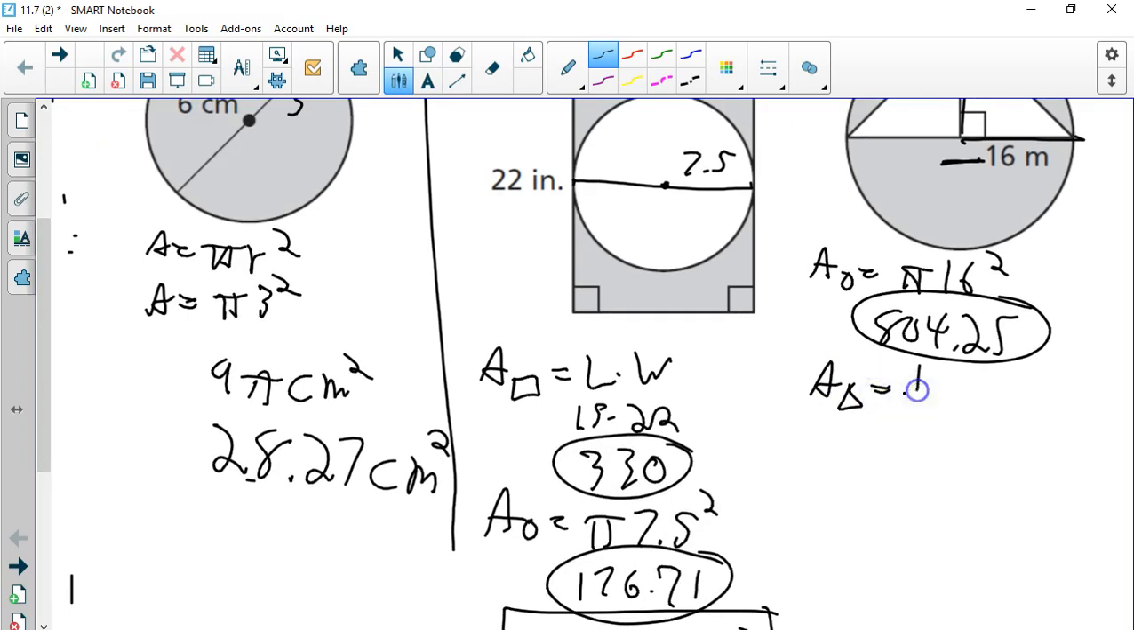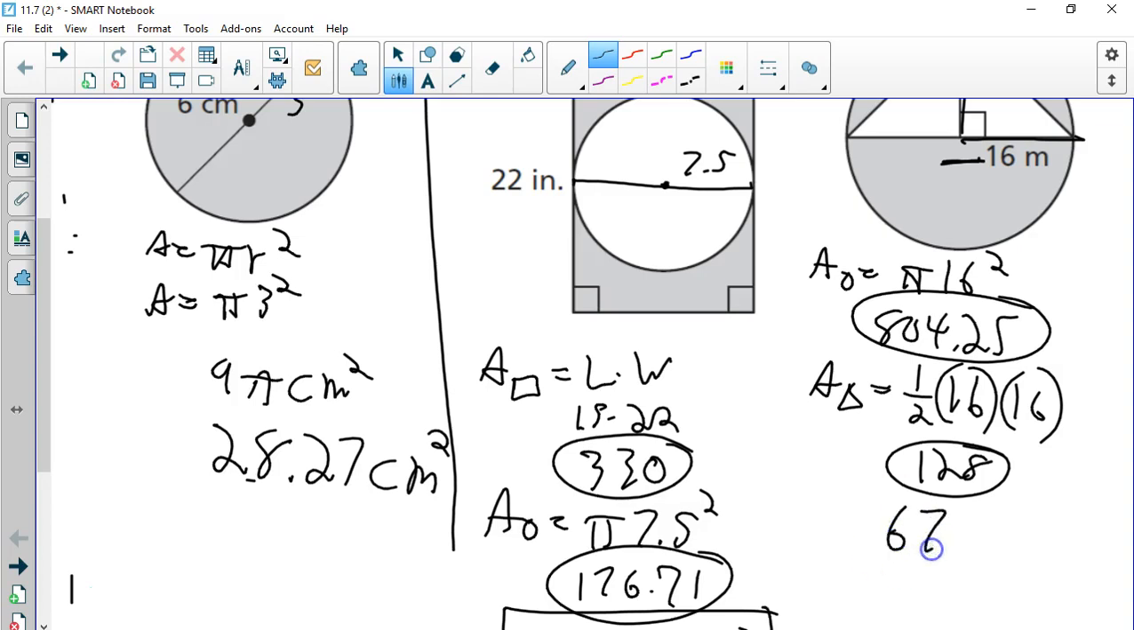remember, is 1/2 base times height. Well, here it's 16 and 16. So we said before 16 squared was 256. So 256 divided by 2 is 128. So if we subtract those 2 out, 804.25 minus 128, we get 676.25 square meters. It's always square in this area.